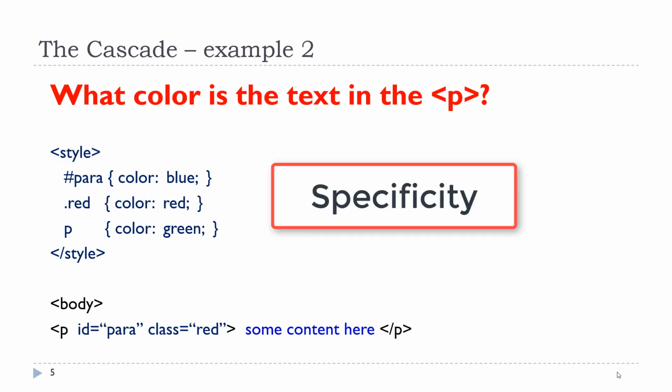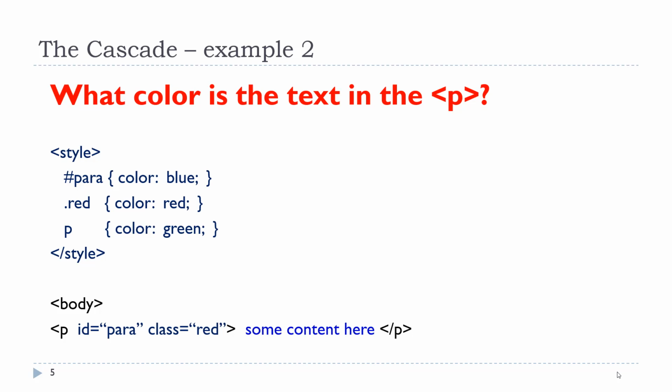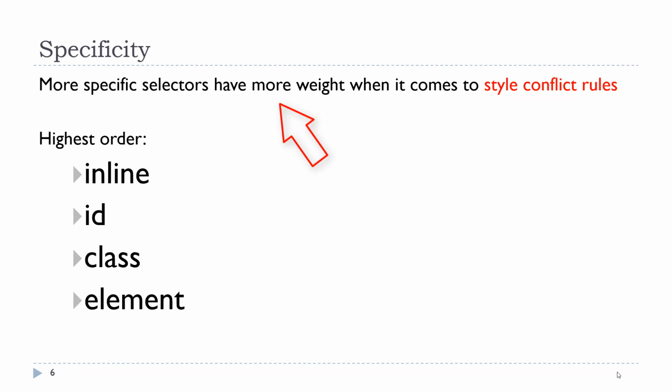You might ask why. We also have in CSS this concept of specificity. An ID is more specific than a class. A class is more specific than a P. So these rules also factor in to which styles will be applied, again, in the event of a conflict. Specificity refers to the fact that more specific selectors will have more weight when it comes to styling conflict rules. In a simple highest order, inline styles come first, IDs next, classes next, and element selectors last.